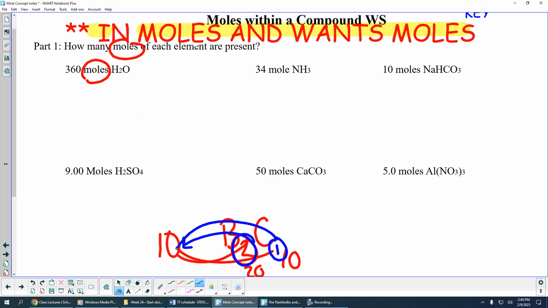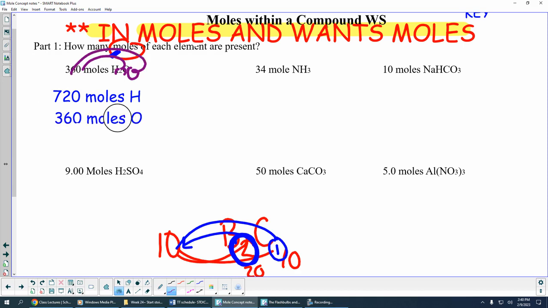So as long as they're speaking the same language, they're both in moles, okay? All I have to do is multiply my given by the subscript. So let's figure it out. If I have 360 moles of water, I'm going to multiply that by 2 for hydrogen. I'm going to multiply that by 1 for oxygen. And so it's in moles, so I get moles.